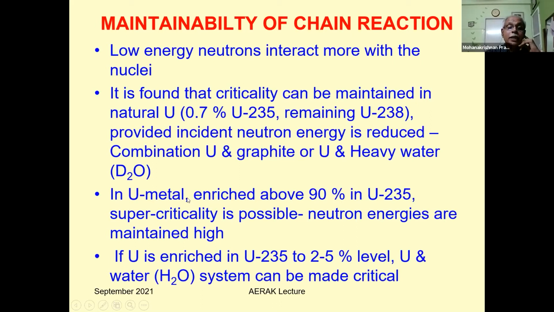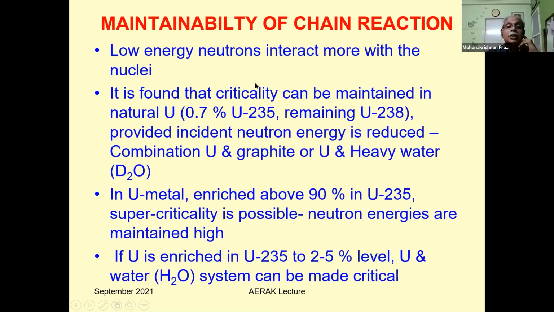In a uranium metal which is used for a bomb, for example, where it is enriched more than 90% U-235, supercriticality is possible and neutron energies are maintained high. Here the neutron energies are not small, in the keV range. Another system, which is the most common, is uranium enriched in U-235 by 2 to 5%. Then water is used as the moderator to reduce the energy of the neutron by collision, and this can be made critical and can be used for reactors.